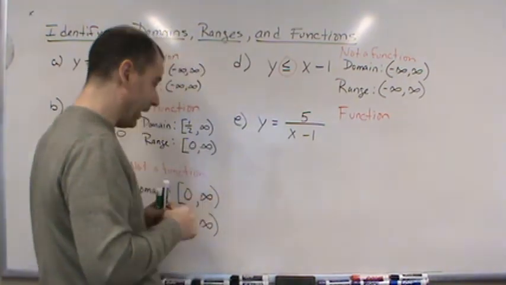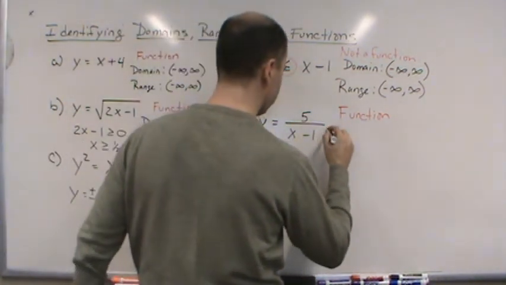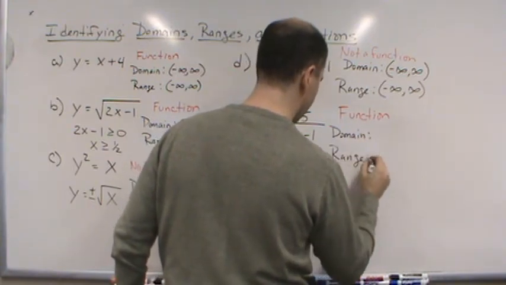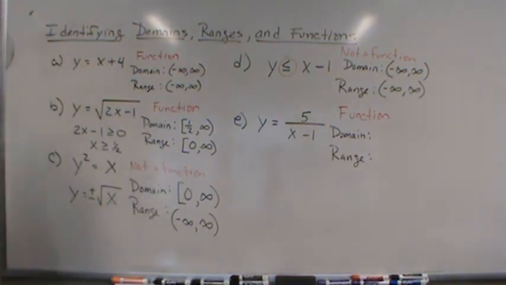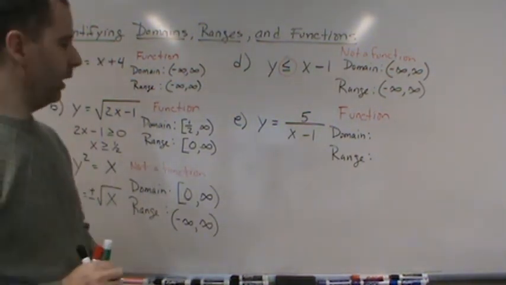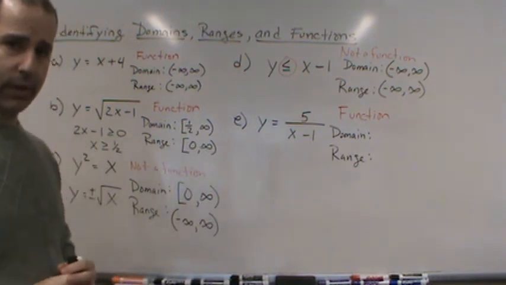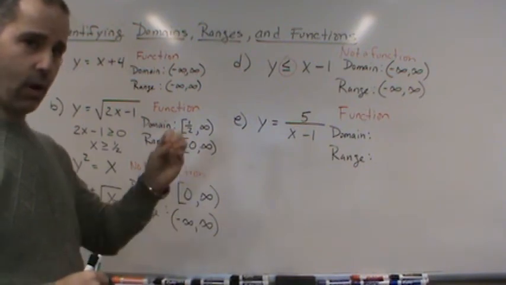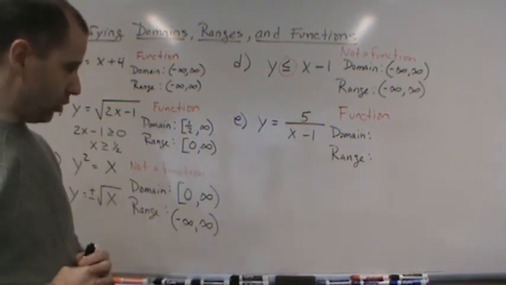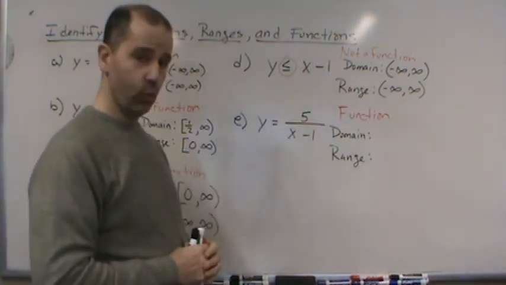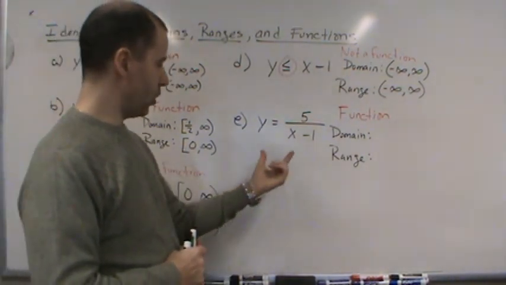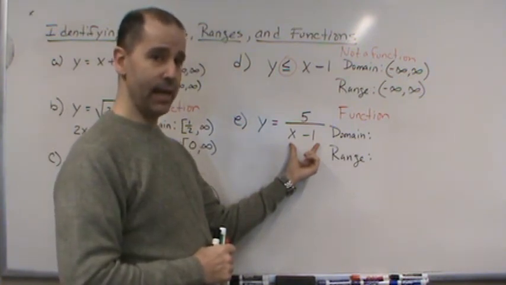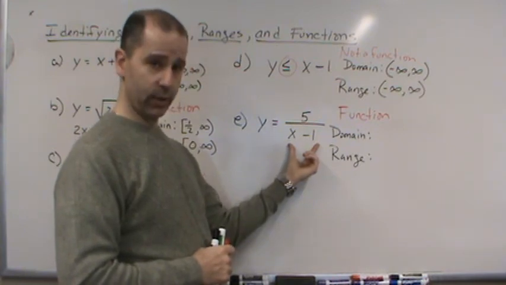Okay, now the domain. This is where we have to be careful. We're looking at a rational expression and we want to make sure the domain is all real numbers that will result in a real number for y. When we're talking about rational expressions, we cannot divide by 0. So any value of x that makes this denominator 0 is not in the domain. We call that a restricted value.